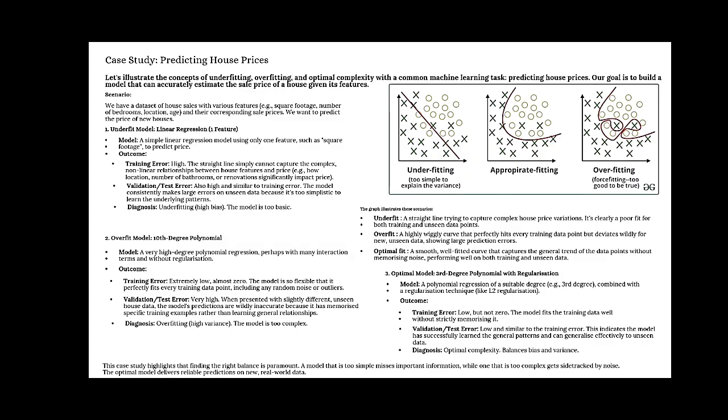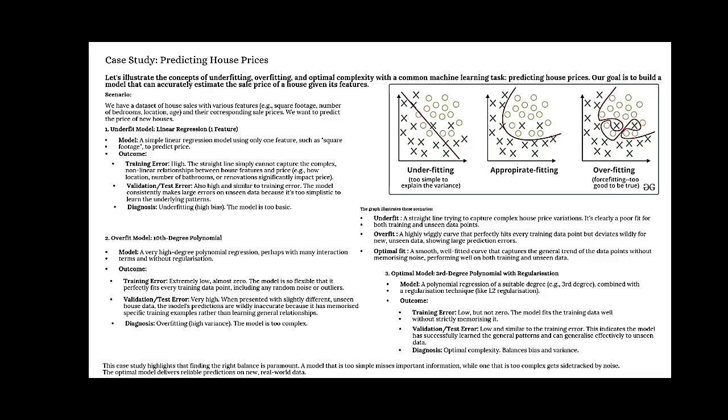In this case study, we will predict house prices. The graphs on the side can perfectly illustrate our three different scenarios. The underfit model: imagine a simple linear regression with only one feature. The model will have high training and test error because a straight line can't capture the complex housing market. This directly corresponds to the first image we see, labeled underfit, where the straight line is clearly a poor fit for the data.